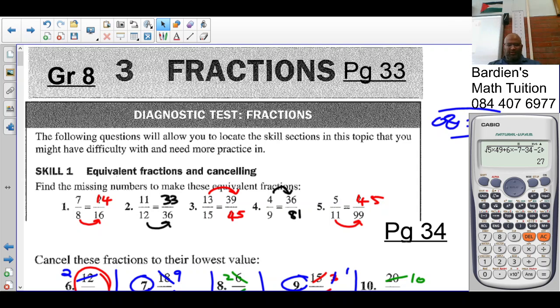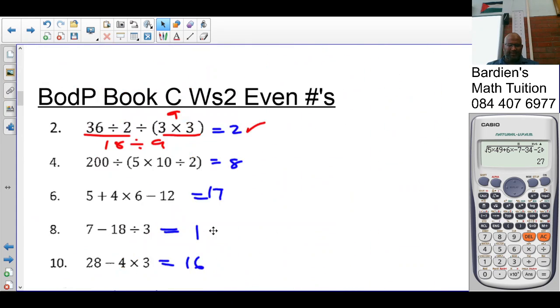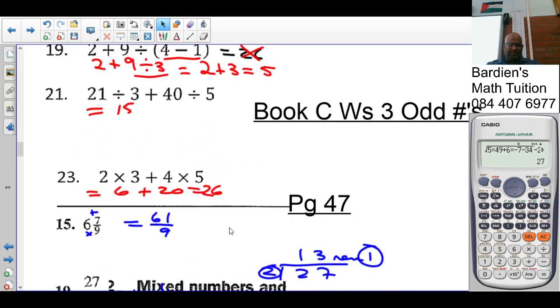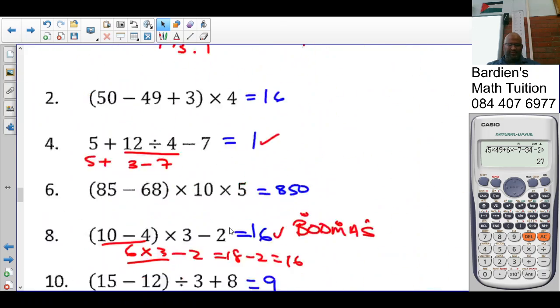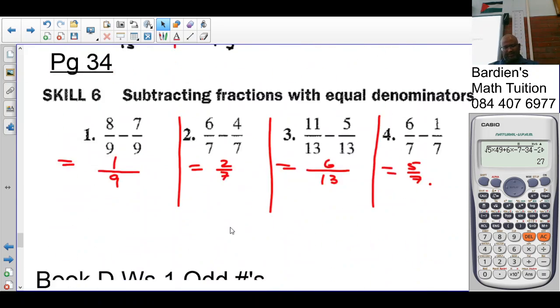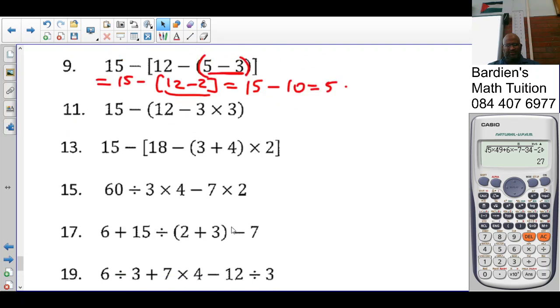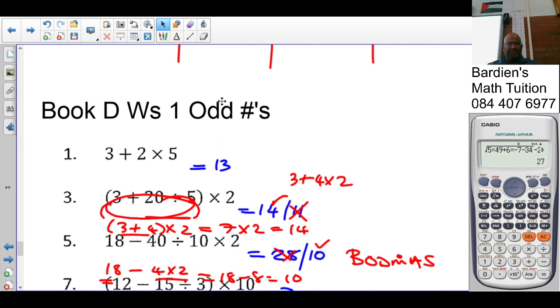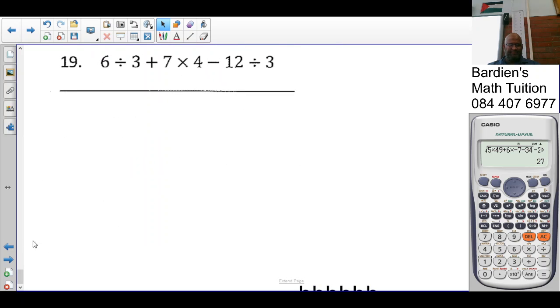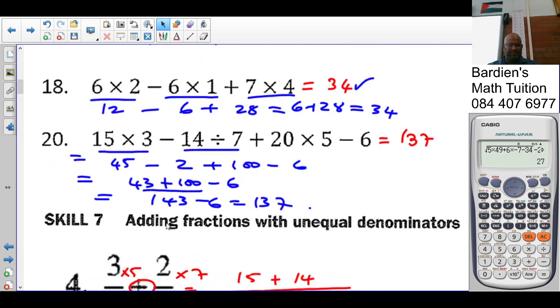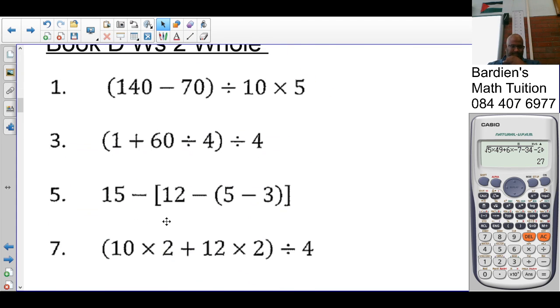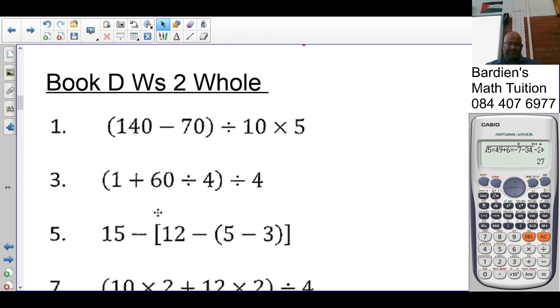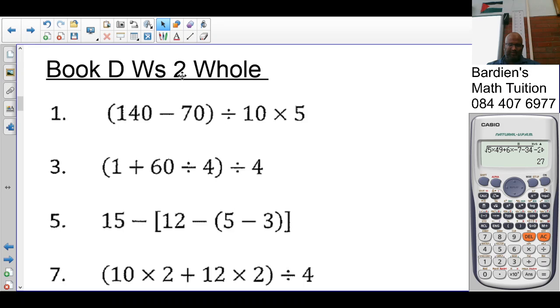So, we're starting off with, as promised, the BODMAS Book D Worksheet 2. BODMAS Book D Worksheet 2. So, this is BODMAS Book D Worksheet 1. Okay, you have to do the whole exercise.